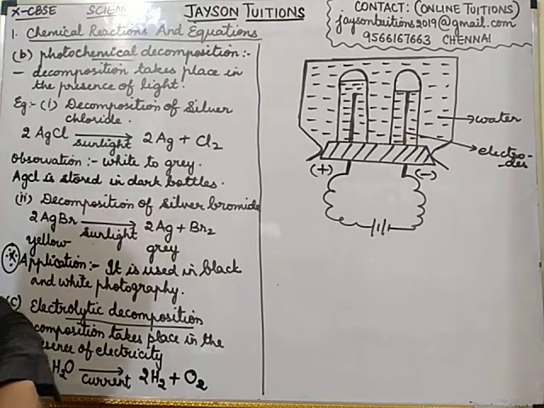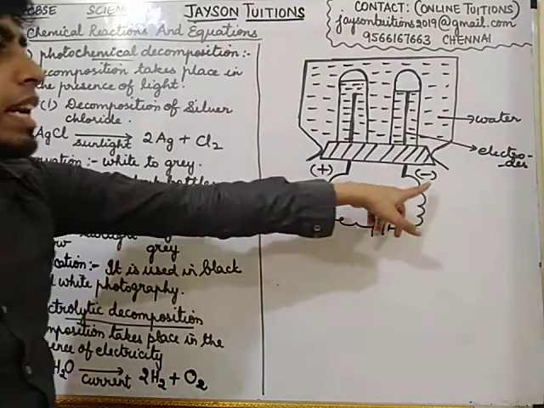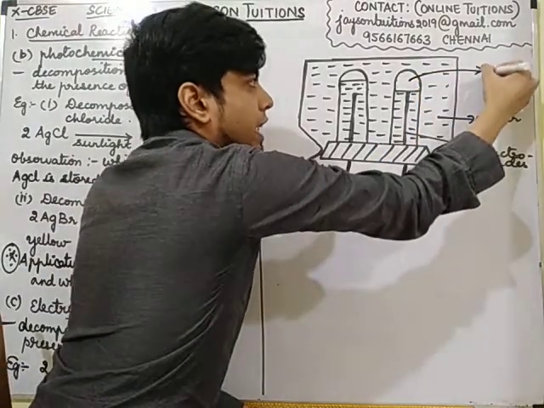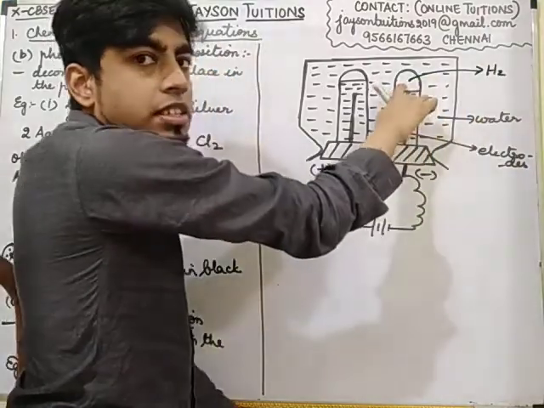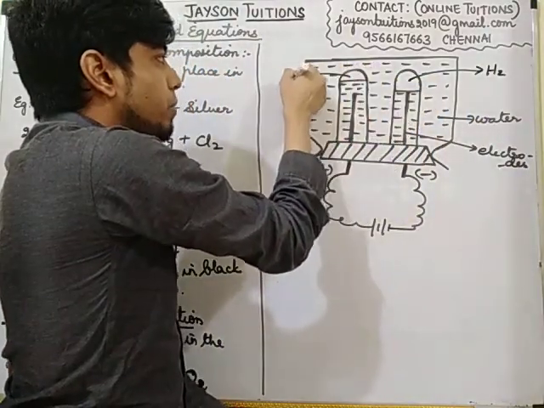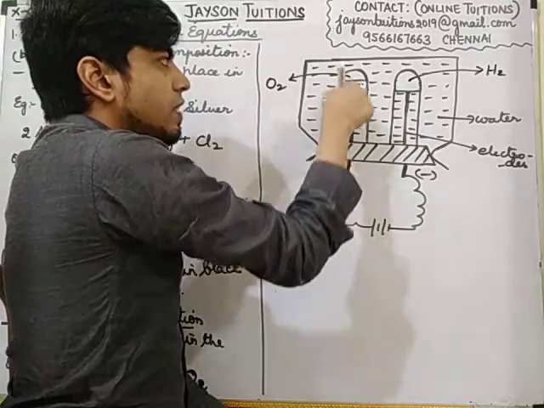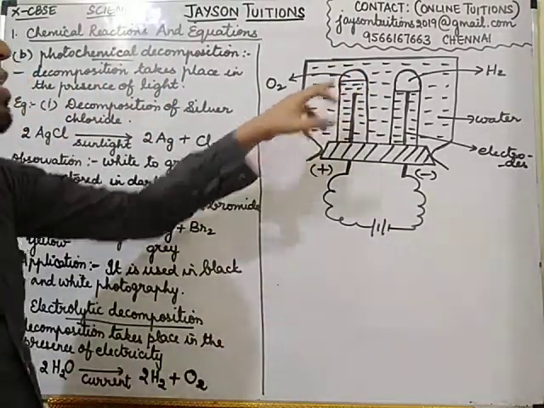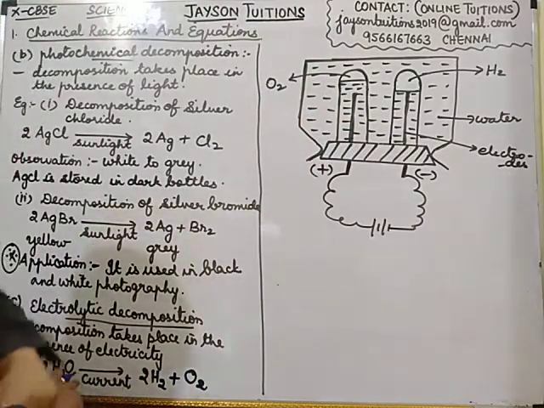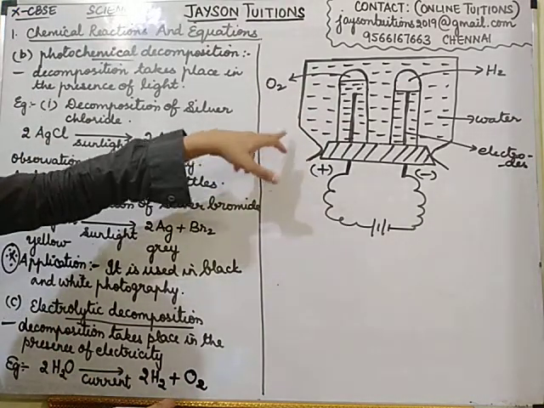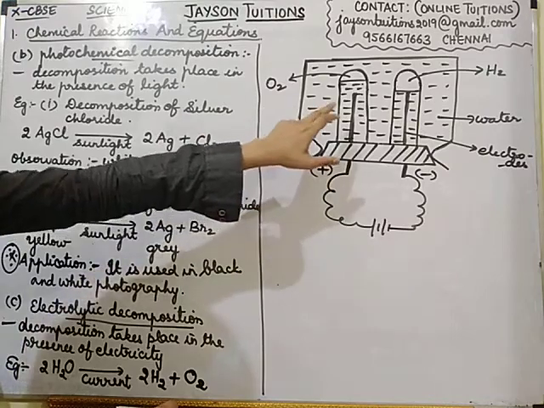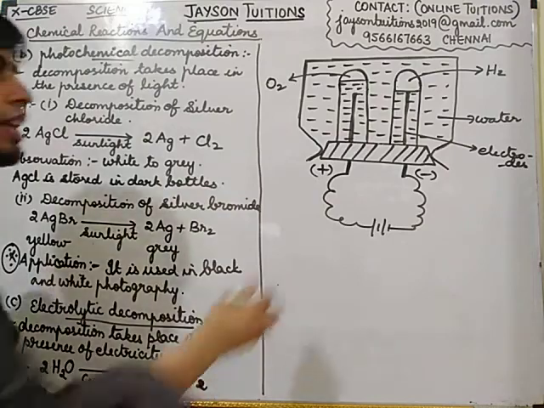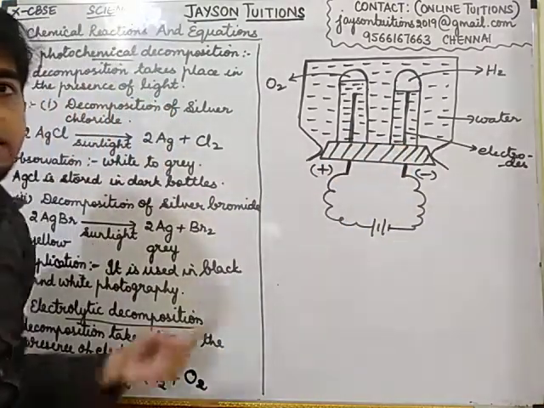Hydrogen will be collected in the negative electrode inside this test tube, and oxygen will be collected in the positive electrode inside this test tube. So this is how we can prove that when water is decomposed, it gives two gases, hydrogen gas and oxygen gas. This activity is given in the book.